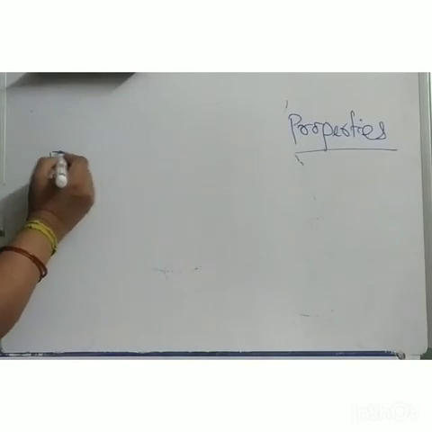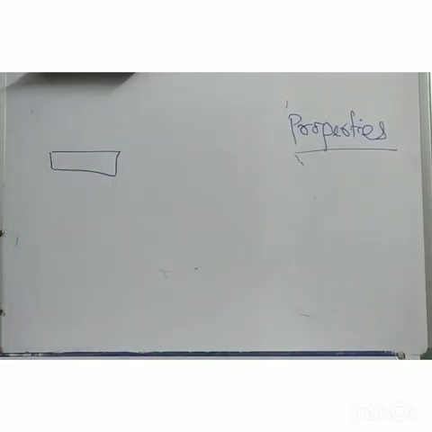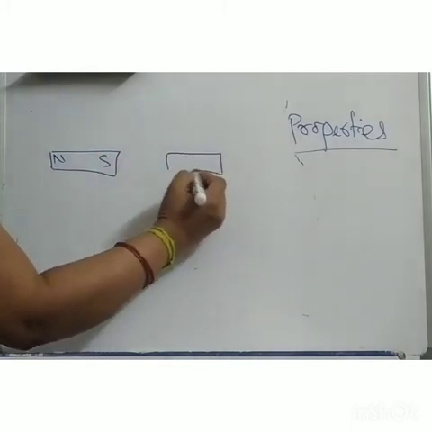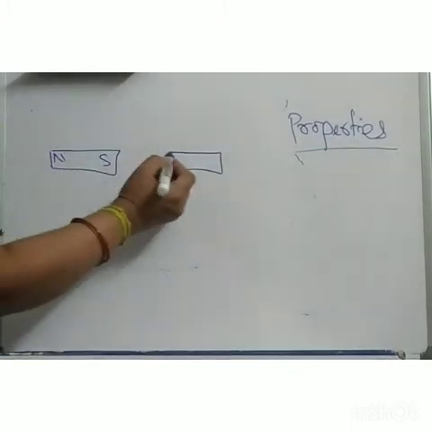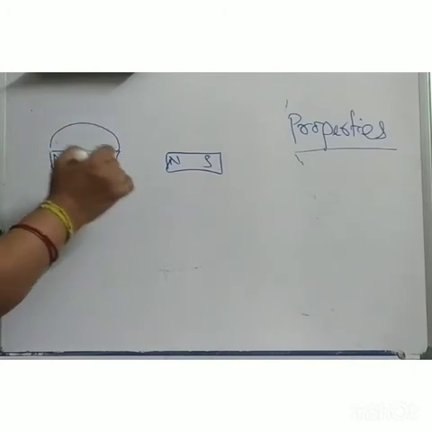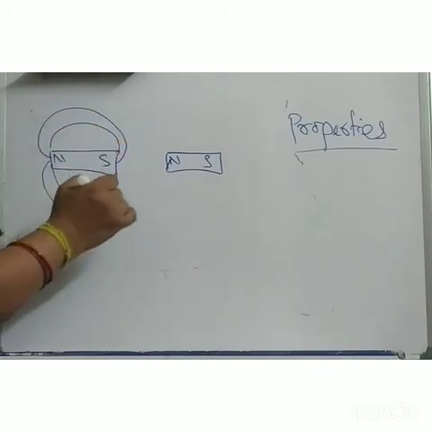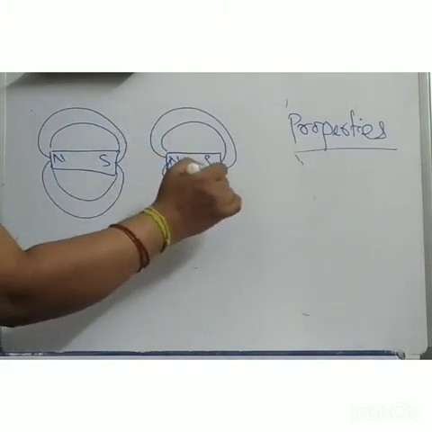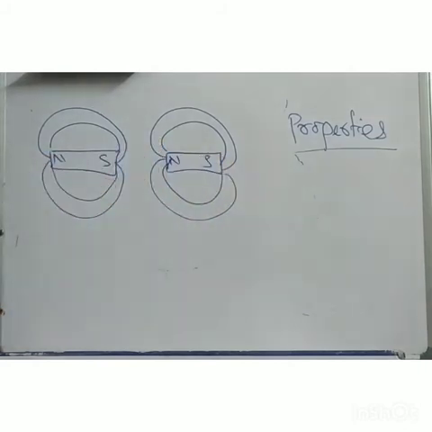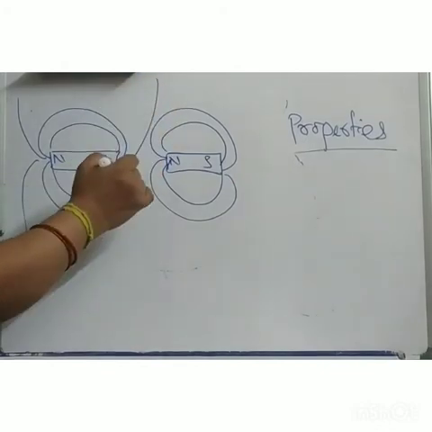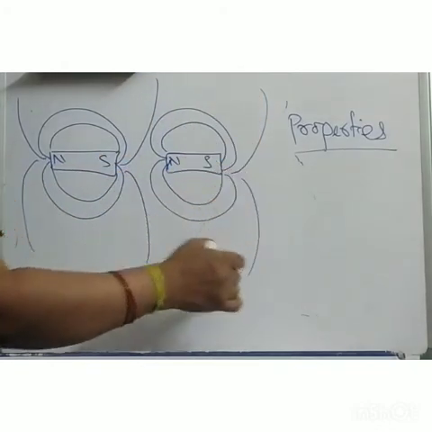Suppose we take a magnet over here, with north pole and south pole. Take another magnet over here, with north pole and south pole. So what will you see? You will see the lines over here, then here, and over here also, like this. Now you will see the lines over here, then over here.